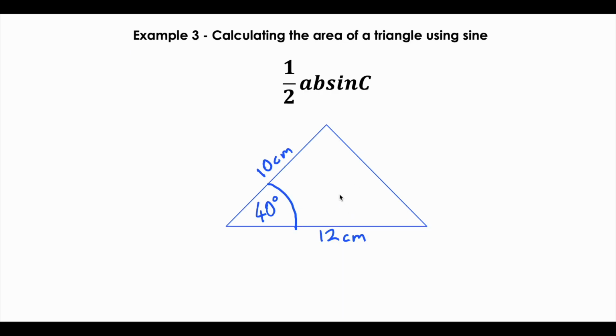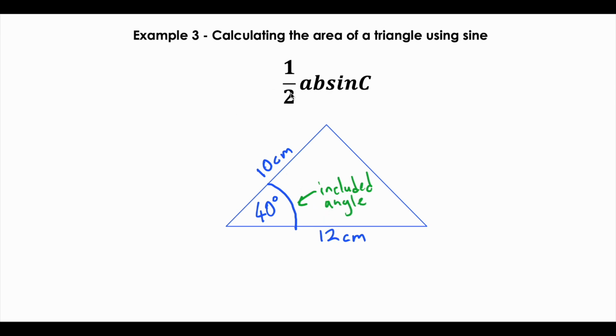Alright, so looking at this one here, we have two lengths and an included angle. These will be the conditions that we need to have in order to calculate the area of a triangle. As you can see here, we have a base, but we do not have a perpendicular height. So this is why we have to use this formula. And we know that we have two lengths and an included angle. Remember, this is the included angle because it is between the two lengths given.